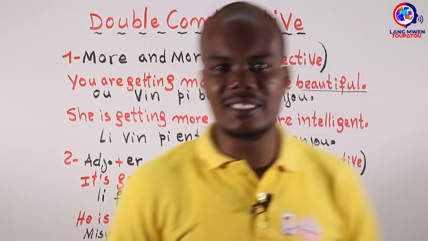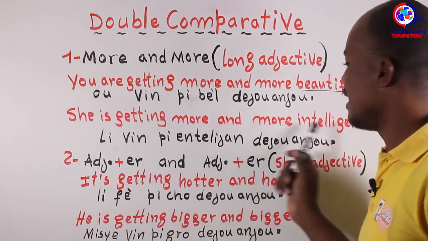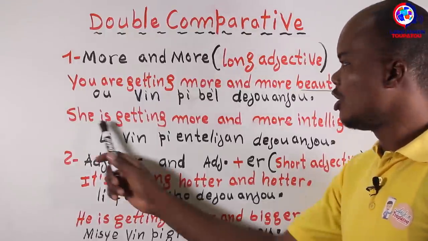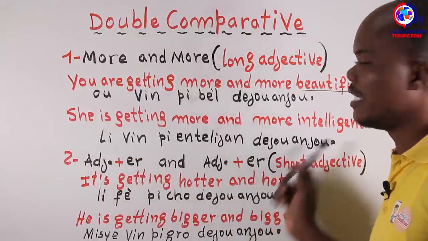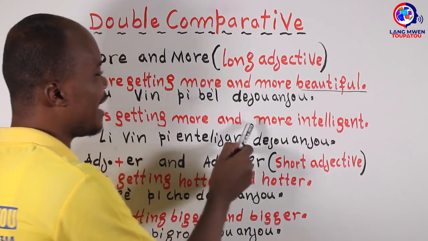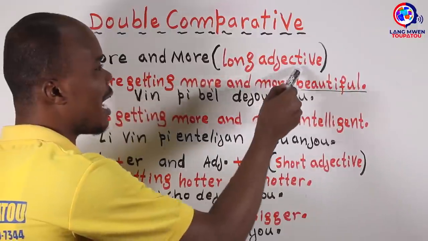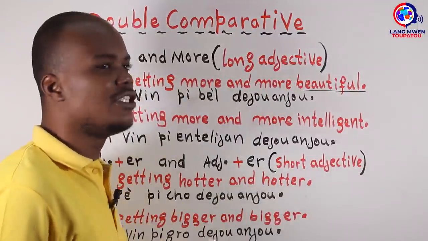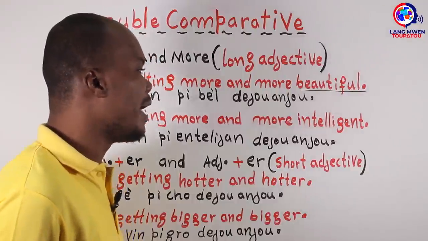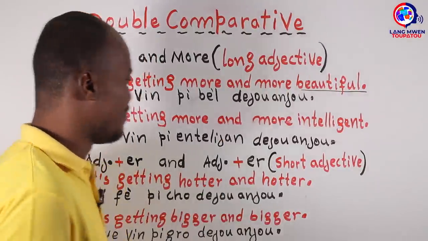A second example. She is getting more and more intelligent. She is getting more and more intelligent. Intelligent here is a long adjective. The word intelligent is a long adjective. Okay? After more and more, you use a long adjective.